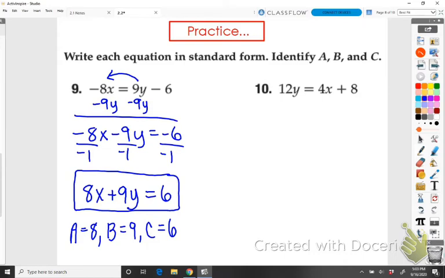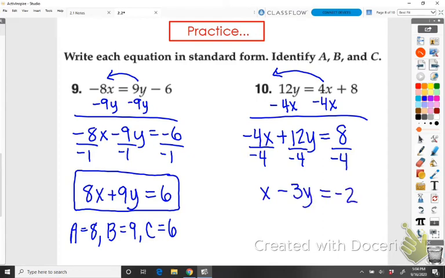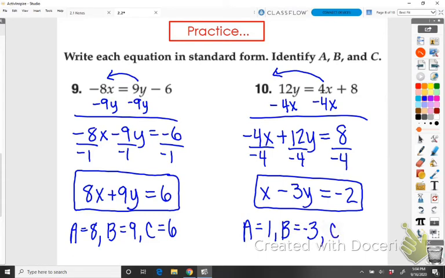Kind of similar step with number 10. The 4x now needs to move over, so we're going to subtract 4x. I'm going to write negative 4x first, so that's an ax form. By equals the 8c. I'm going to divide these all by a negative 4 because they're all divisible by 4, plus I don't want the x coefficient to be a negative. So this is going to be x minus 3y equals negative 2. So that's the standard form. So a is going to be a 1, b is negative 3, and c is negative 2.